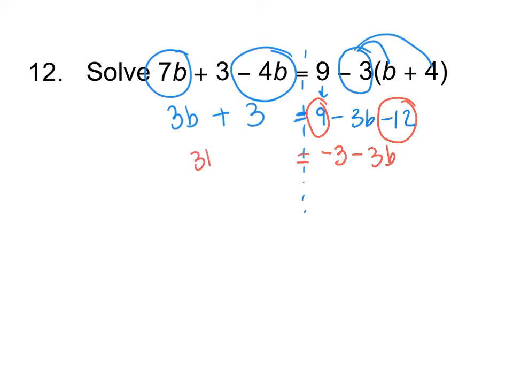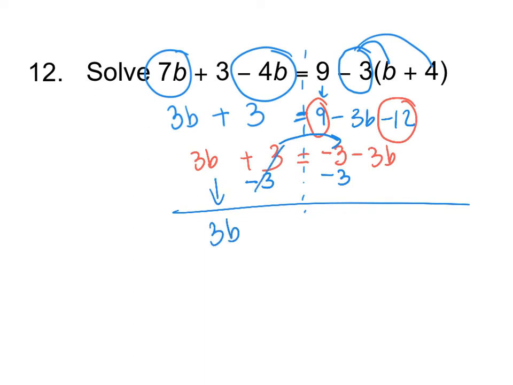And now I can go ahead and solve. So I want to minus the 3 here so that it goes from the right to the left. I rewrite and I get 3b is equal to negative 6, because remember, negative 3 minus 3 is negative 6. Are you adding 3? Minus 3. Remember, you're taking this plus 3 and you're going to minus it to the other side.